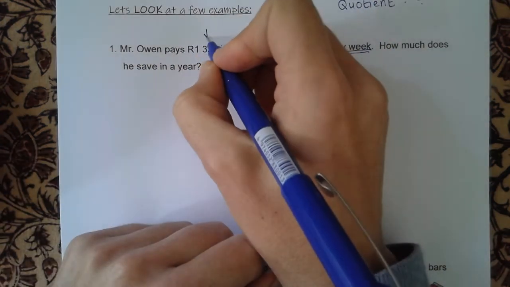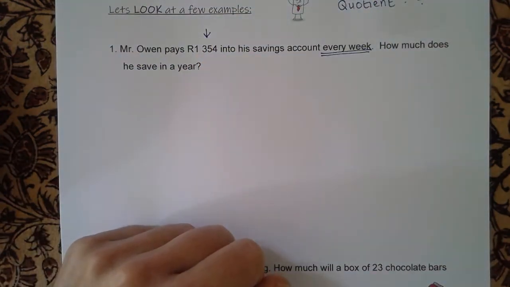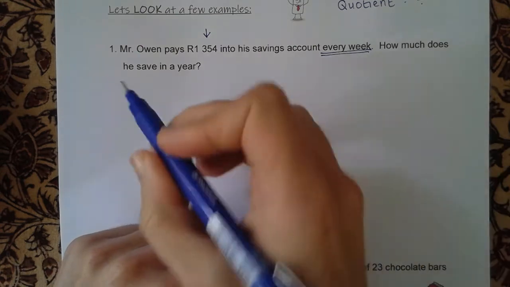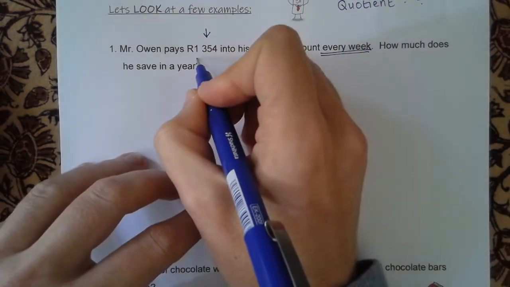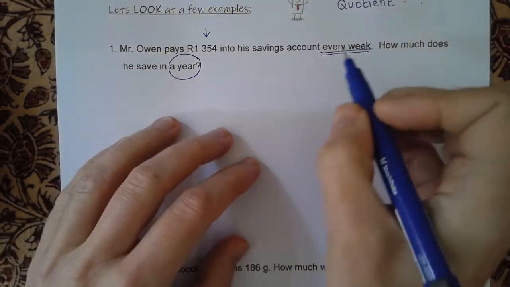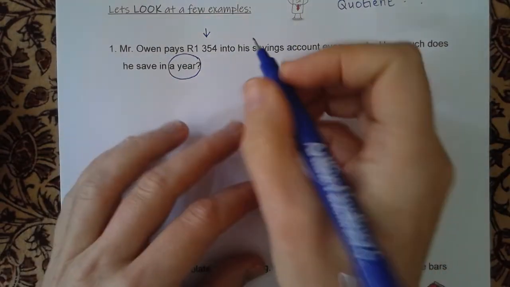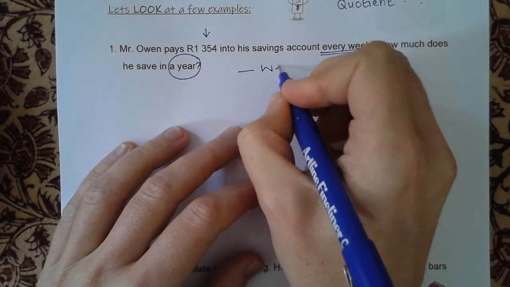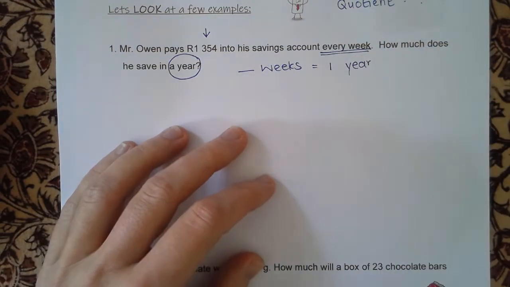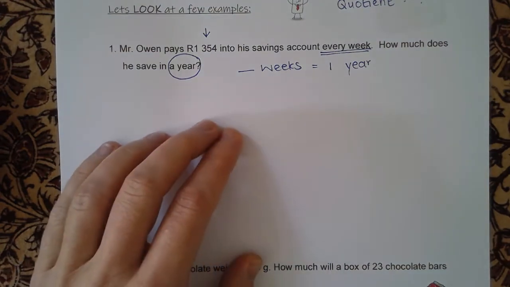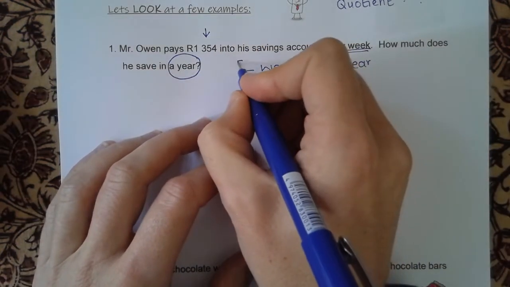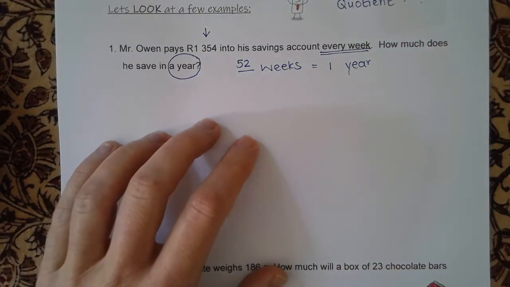So that is how much money he puts into his savings account, and he does that every week. Then they ask, how much does he save in a year? A year. Okay. So what will help me to get to the answer is I need to compare the week and the year. I want to know how many weeks equals 1 year. Whom of you can tell me what that is? I'm sure some of you know. I'm also sure some of you do not know. If you know, you will agree with me if I say it's around about 52 weeks in 1 year.